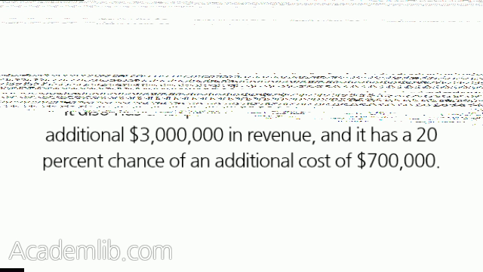The following example illustrates the use of expected value and a best case, worst case scenario. Figure 8.5, example expected value. Suppose a project has a 65% chance of being completed successfully and earning $2 million. It also has a 15% chance of earning an additional $3 million in revenue, and it has a 20% chance of an additional cost of $700,000.